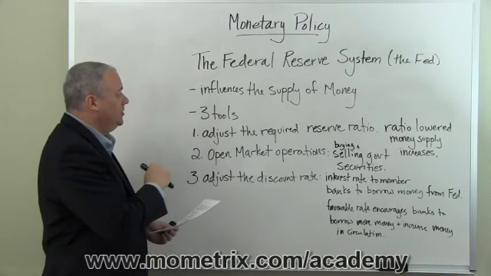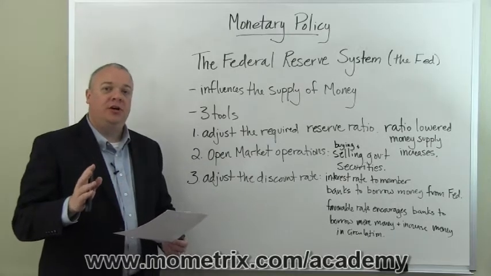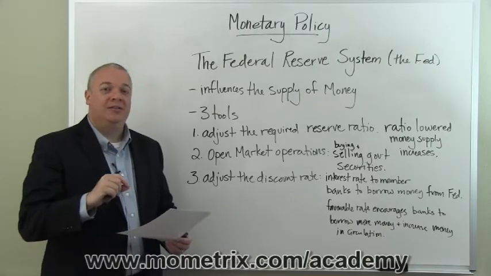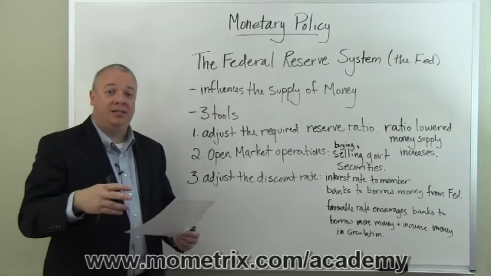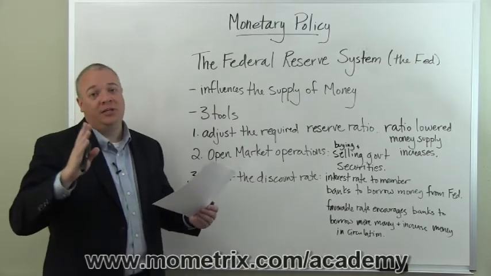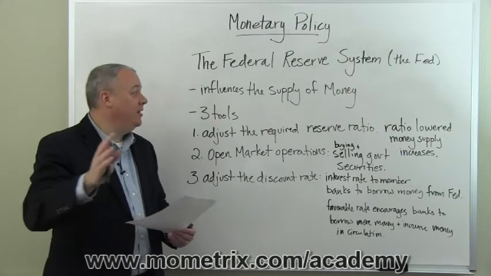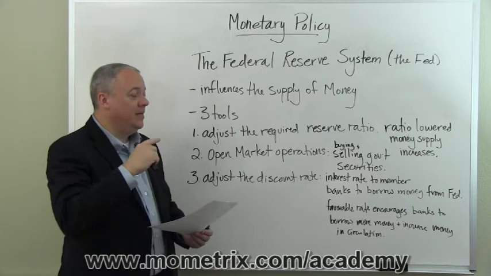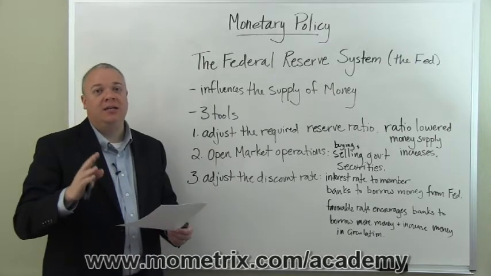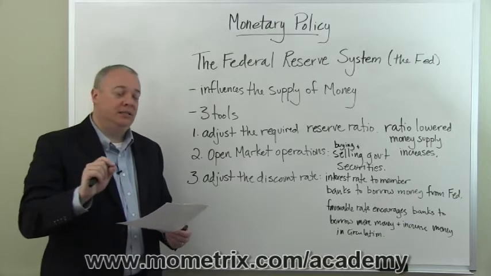The first tool is they adjust the required reserve ratio of member banks. The reserve ratio is the amount of money that a bank must have on hand in relation to the amount deposited there, and it influences how much they can loan out. If the reserve ratio is low, that gives more money at disposal for the bank to loan out, and therefore a lowered ratio means the money supply increases. If they have a higher ratio, they have to keep more on hand based on how much is deposited there, then there's less money to lend and the money supply decreases.